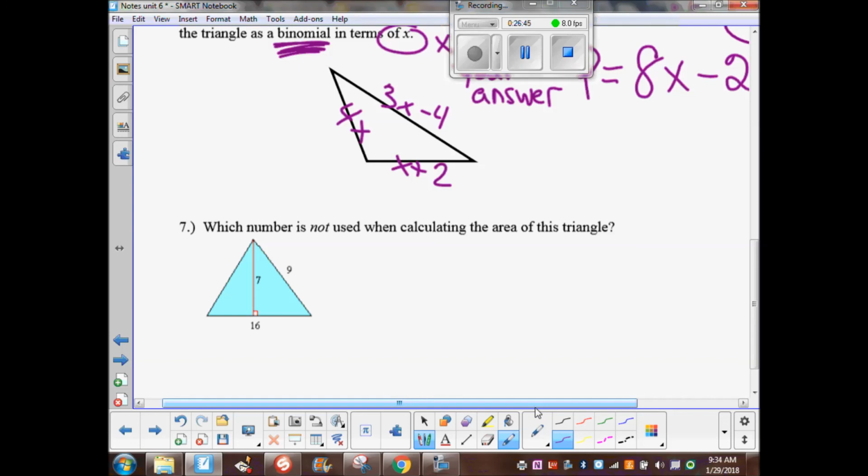Which number is not used when we're calculating the area? Which one? Look at your picture. You've got a 16, a 7, and a 9. Right? Which one don't we use for area? Yeah. The 9. Okay? Not for area.